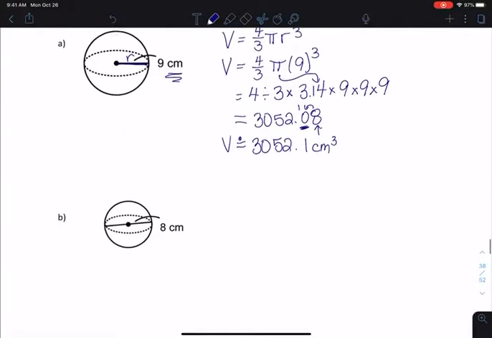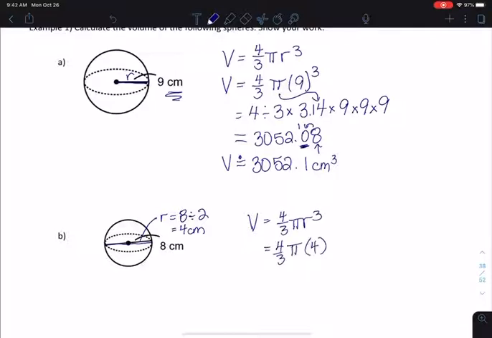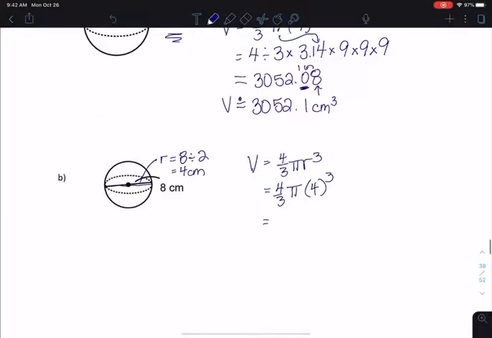Let's look at the next example. This one has the diameter given to us. Remember, the diameter is all the way across through the center. We only want the radius, so the radius is half of that. That's 8 divided by 2, which is 4 centimeters. So let's use that. The volume is equal to 4/3 pi r cubed, which is 4/3 pi times 4 cubed. You could skip that step if you wanted to and just write down 4 divided by 3 times 3.14 times 4 times 4 times 4.